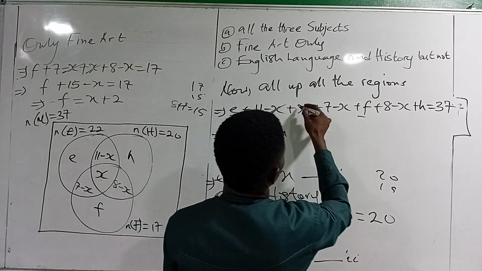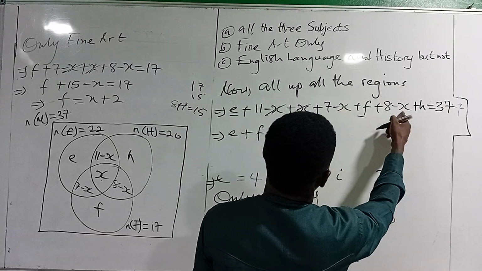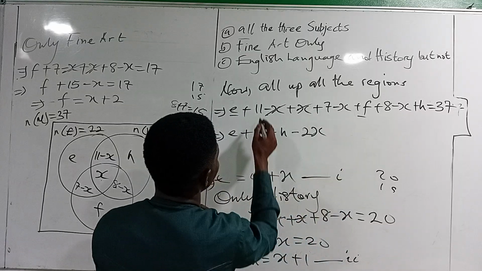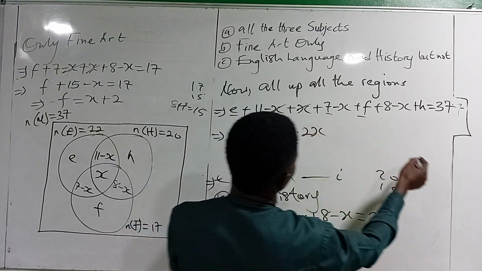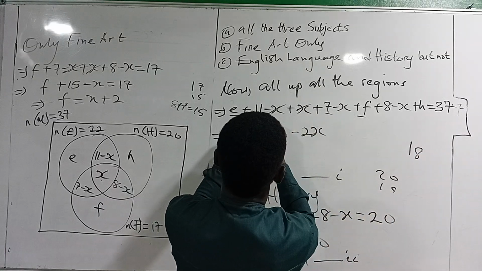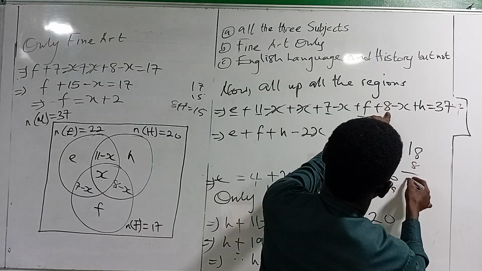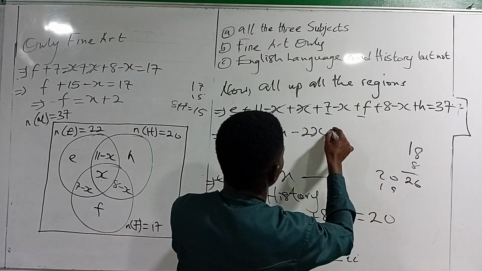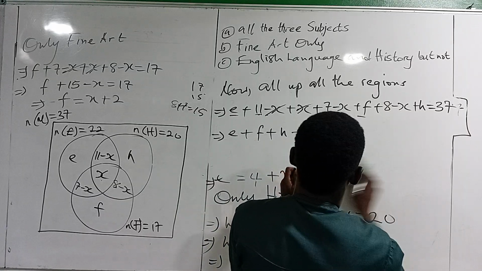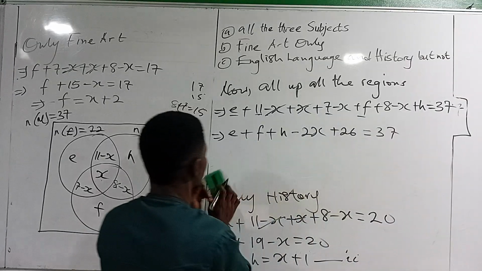Okay? Let this one cancel each other. So, x minus x minus x will give you minus 2x. So, let's add this one. 11 plus 7, that will give you 18. Okay? And finally, this 18, then plus 8. We have 26. So we have plus 26 there. Then equals 37. And that is not the final answer.